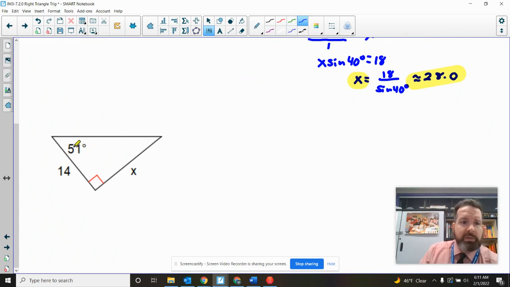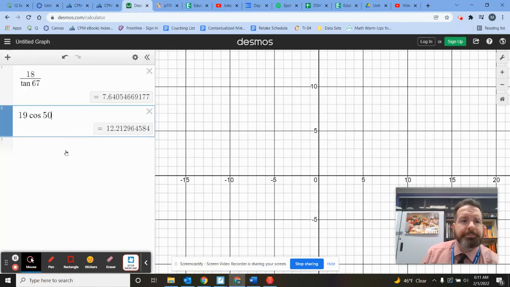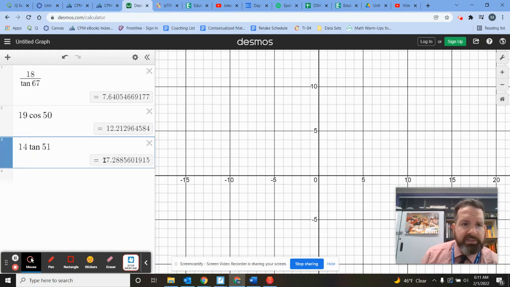Okay, so I got this 51. I have the side across from it, so this is the opposite. The 14 touches the 51 in the right angle. That's the adjacent. Opposite adjacent, OA, TOA, so tangent of 51 degrees is the opposite over the adjacent. Let's multiply, x times 1, 14 times the tangent of 51 degrees. Decimal approximation. That was 51, right? So 17.3.